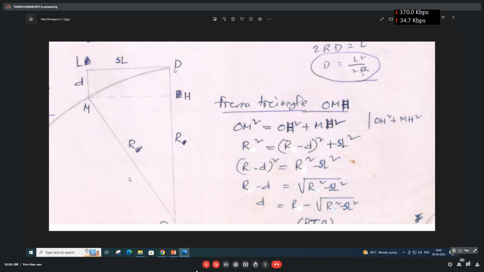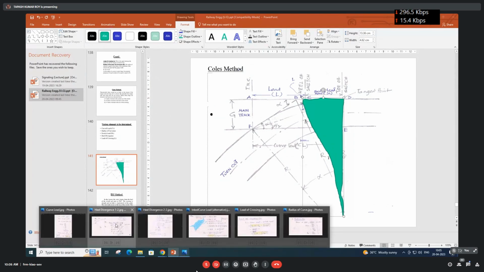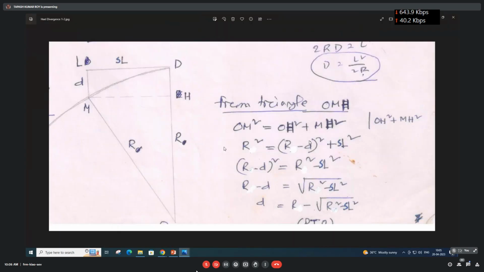So OD minus DH, so this is R minus D, and MA is equal to SL. That we have shown in this picture, this portion. Here to here, this is SL. Okay. So we can easily write down, taking this to the left side and putting it on the right side: R minus D whole square equal to R square minus S square. So R minus D equal to square root of R square minus S square. So D equal to R minus square root of R square minus S square.